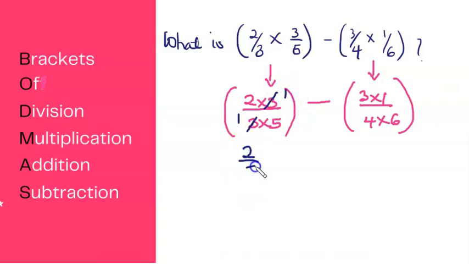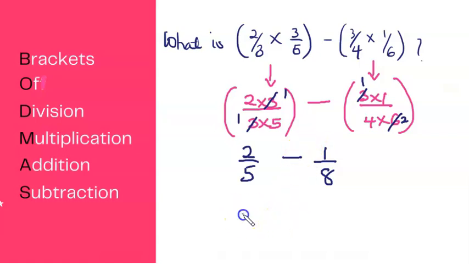So I have 2 over 5 minus. What cancels out? Anything to cancel here? Okay. 3 can go here 1 and 3 will go in 6, 2. So I have 1 times 1, 1 over 4 times 2, that's 8. Now I can subtract. So what this means now is that we have 2 over 5 minus 1 over 8.